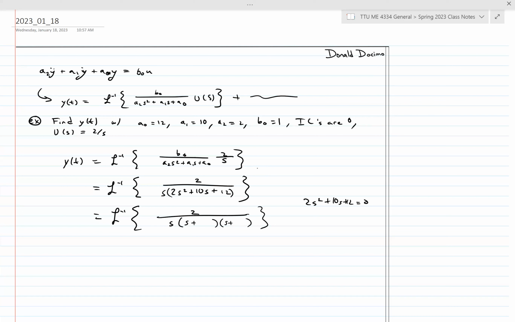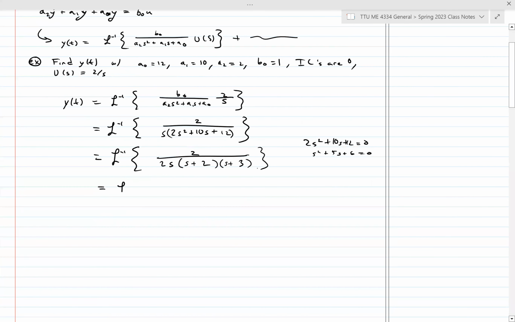What do you guys think? Yes, no? All right. 2, 3, and then you said pull out that 2 in the front, right? We would have ended up with s squared plus 5s plus 6, right? Is equal to 0 here. Now we're ready to do partial fraction expansion. Actually, those 2's on the top and the bottom will cancel out, right?